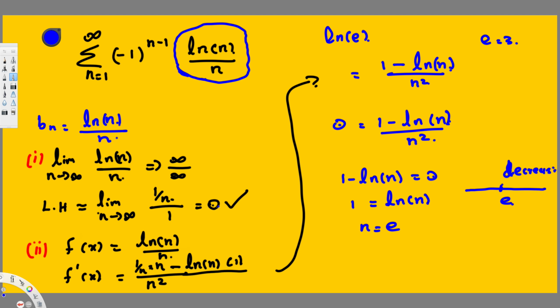So the limit is 0 and it's decreasing. It satisfies both conditions of the convergence test, right? Therefore we can say this series is a convergent series.